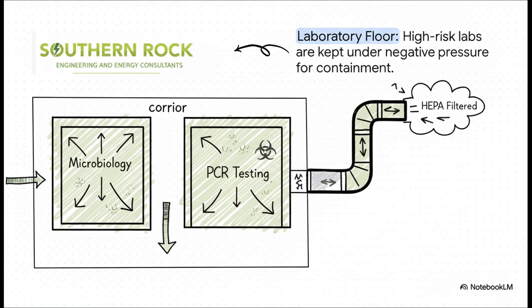And last but not least, the laboratory floor. Think of this whole area as a high-tech containment zone. You can see the specific labs for microbiology and PCR. They're designed as negative pressure rooms, so all the air from the corridor is constantly being pulled into these labs. This ensures that any potentially hazardous particles are trapped inside, where they can be safely captured and exhausted straight out of the building.